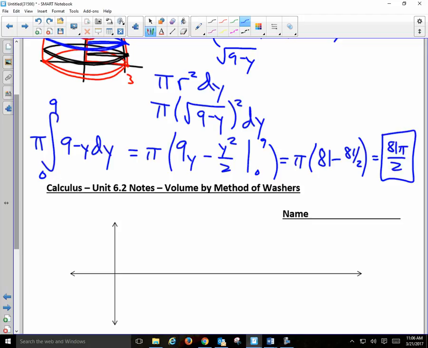It works out a lot of times in these type of problems where you're taking a number minus its half, or a number minus its third. It just kind of works out, just the way it works out with the calculus. Okay, and so our exact volume is 81 pi over 2.